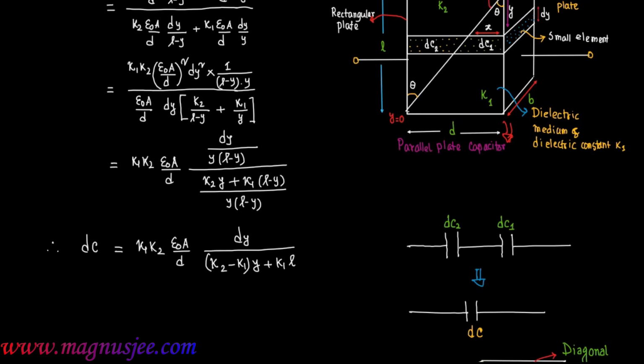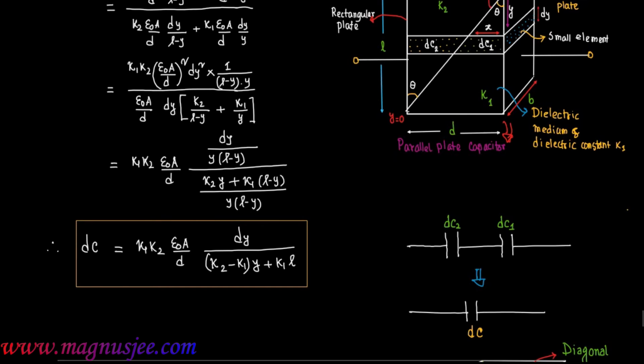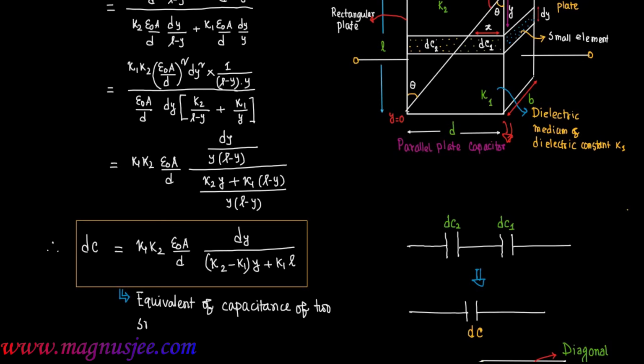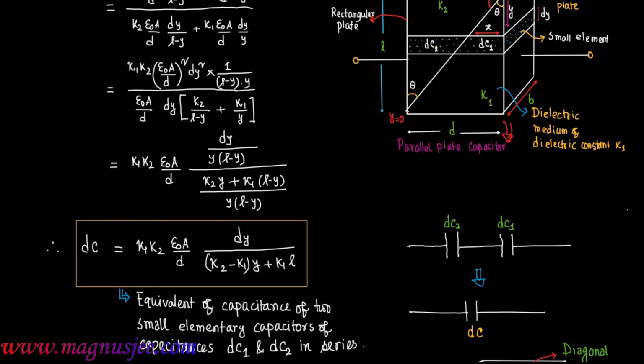Therefore, dC equals k1 k2 epsilon A divided by d, dy divided by (k2 minus k1) y plus k1 L. This is the equivalent capacitance of two small elementary capacitors of capacitances dC1 and dC2 in series combination.